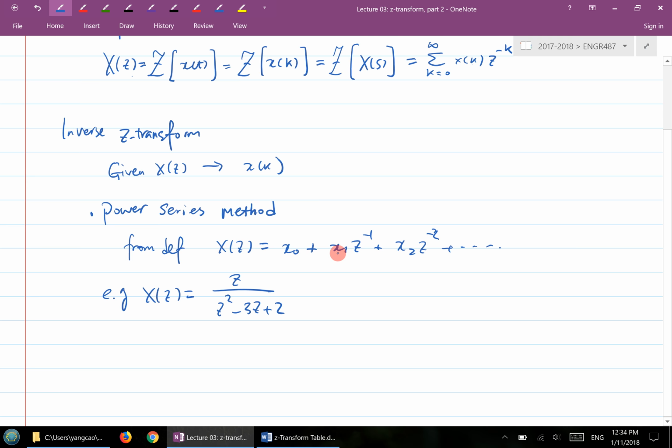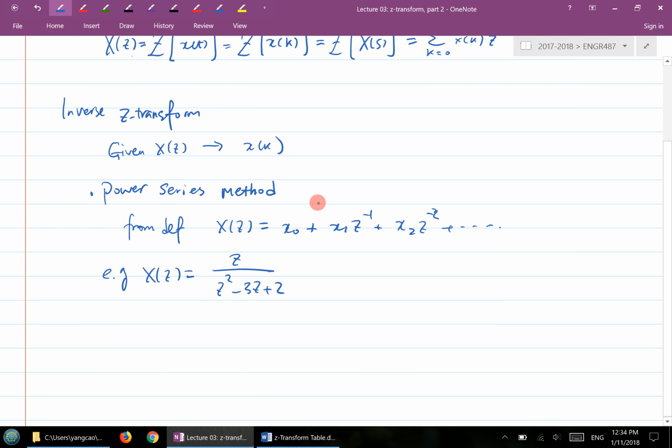So the idea is, if you look at the definition, we're looking for x of k. We're basically looking for these coefficients, that's your x of k at each instant. And somehow, if we can extract those x0, x1, x2 based on the given expression for x of z, then we've got our x of k, right? So that's the idea.